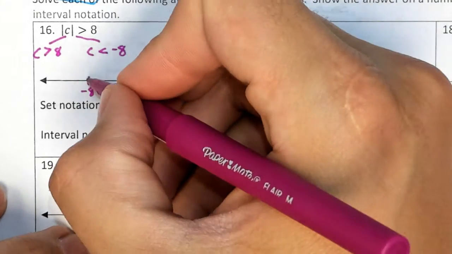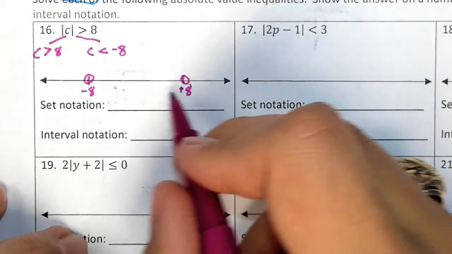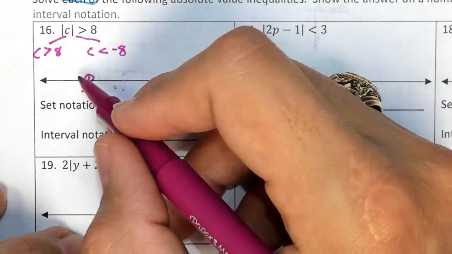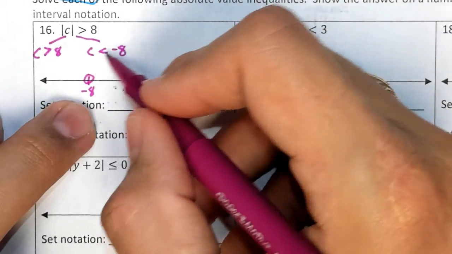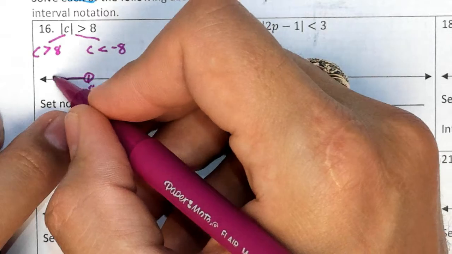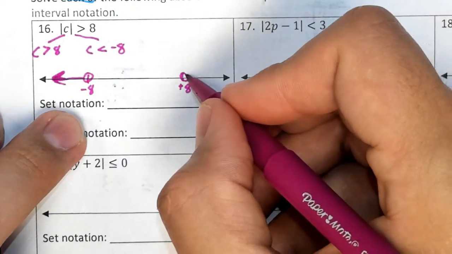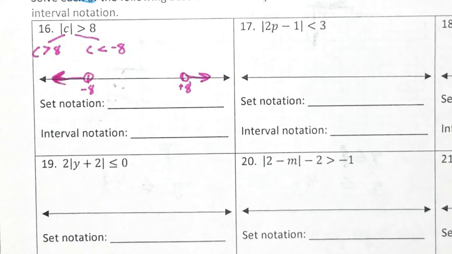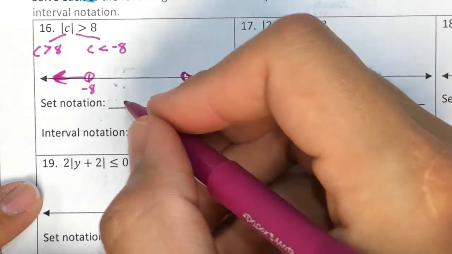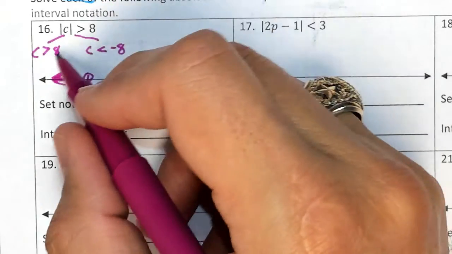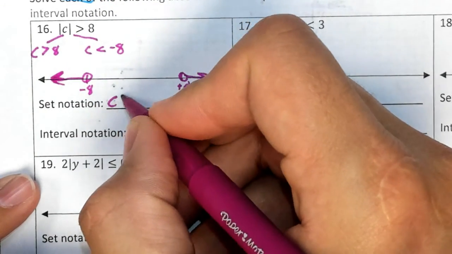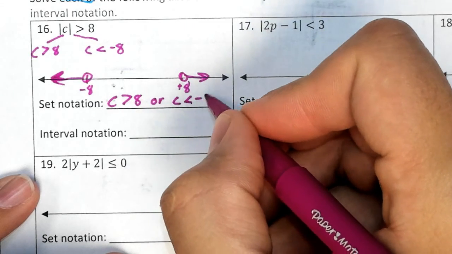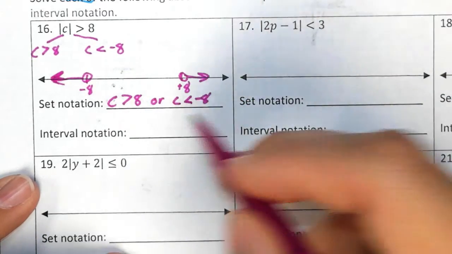And I'm going to leave these open circles because it doesn't have a little line underneath. And this says from negative 8, I want less than, so I'm going to shade left. The arrow says that way, and this one says I shade to the right. Set notation, we're going to say, basically we're going to give this right here, C is greater than 8 or C is less than negative 8. I probably would have switched those around, had a negative first, but oh well.